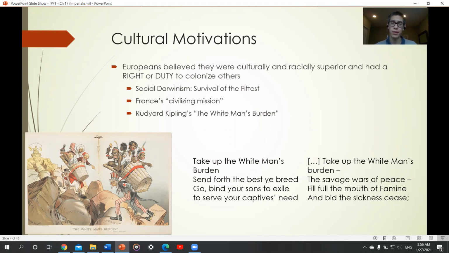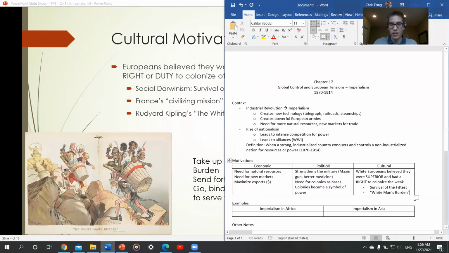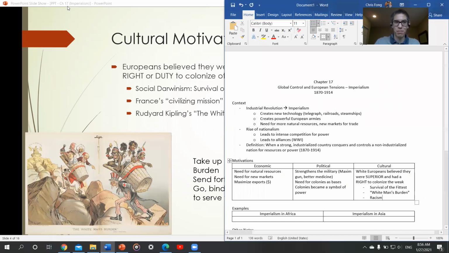Now, in one sense, the white man's burden might sound nice. They're going and doing work for them, I suppose. But really, this is guided and motivated and driven by racism. So I'll just clarify here to make sure we're on the same page. We've definitely got racism.